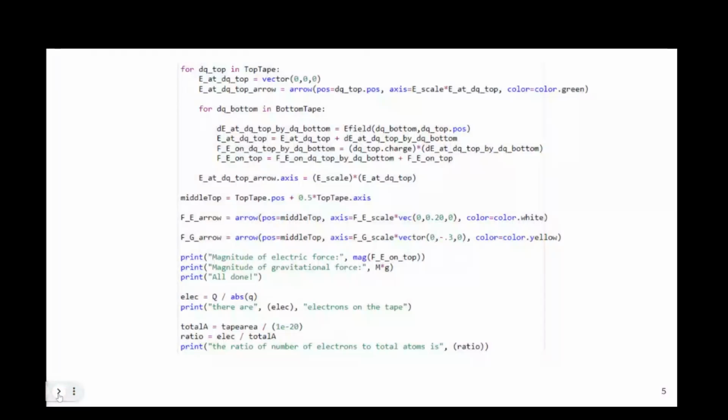This is the second part of my code, which is continuing to create the graphic that's shown in the results, and it will return the magnitude of the electric force, magnitude of the gravitational force, how many electrons there are in the tape, finding the tape area and the ratio, and finding the ratio of number of electrons to total atoms. So that's all that does. So that's basically my entire code.